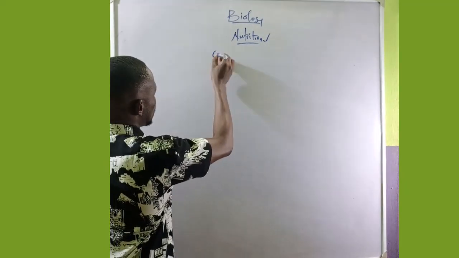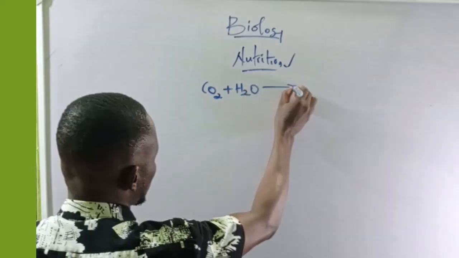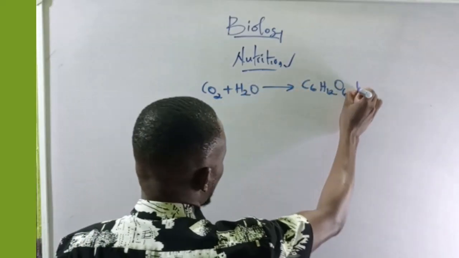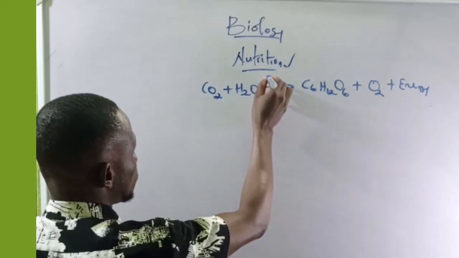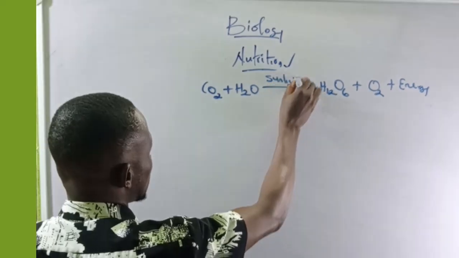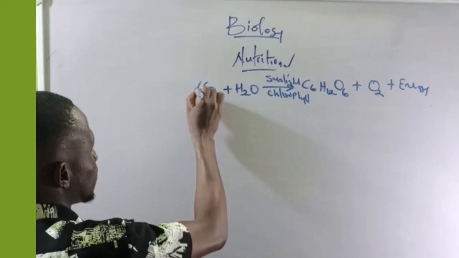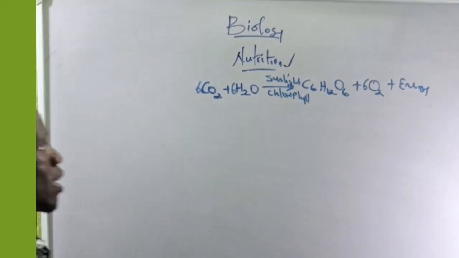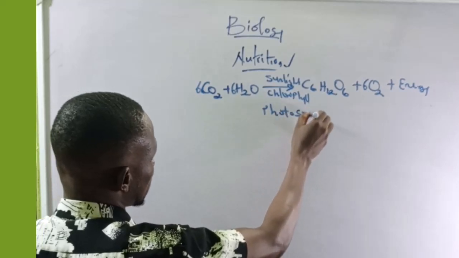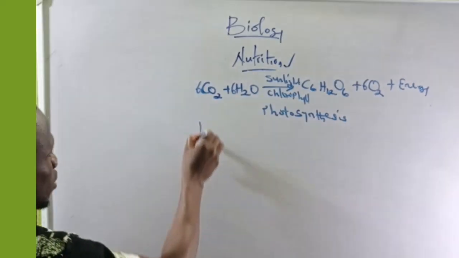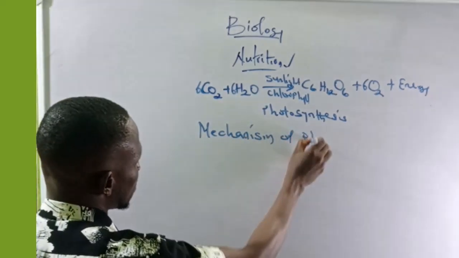So if we have CO2 plus water molecules to form glucose plus oxygen gas plus energy, that is produced in the presence of energy from sunlight and chlorophyll. As we have said earlier, the equation is balanced. This process is what we call photosynthesis. So we have to look at the mechanism of photosynthesis.